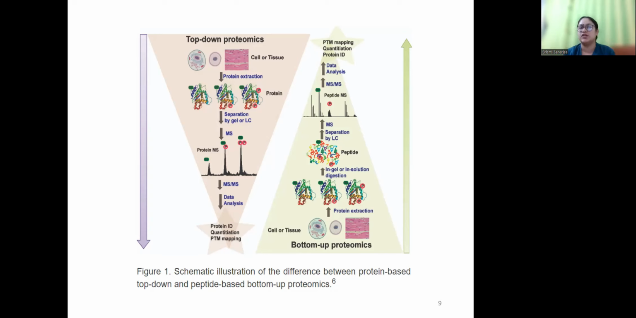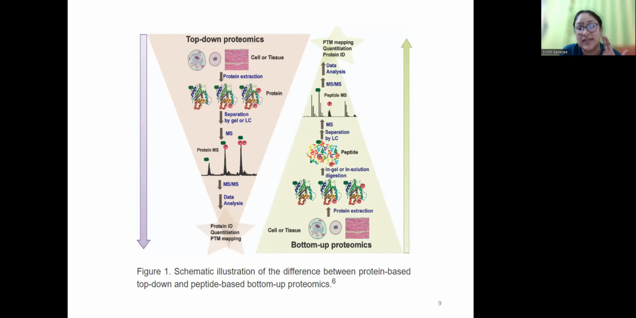So in the top down process, we take the entire protein, directly separate it by gel or LC, and then do a mass spec. But in the case of bottom up, we also extract the protein, but first we digest it to peptide level. We use trypsin, which chops the peptide bonds at certain positions, and then we get peptides. First we do an LC, then we do a mass spec analysis.